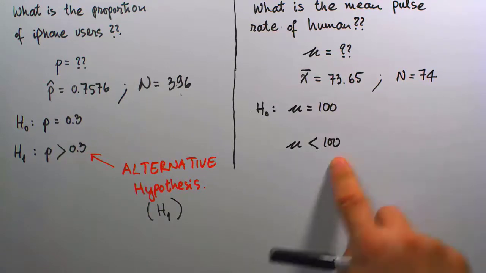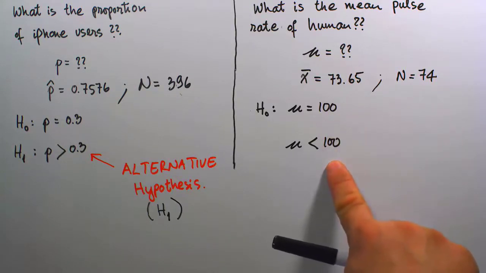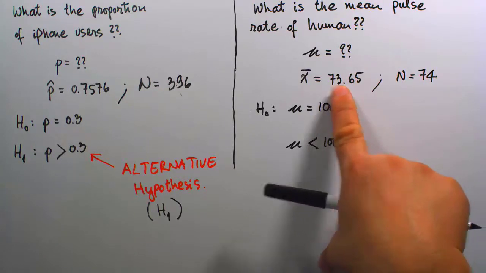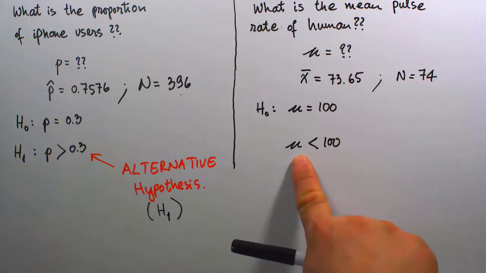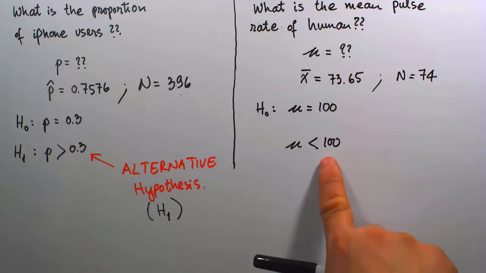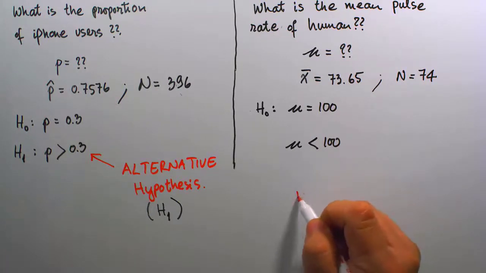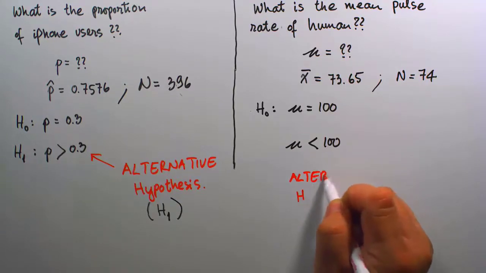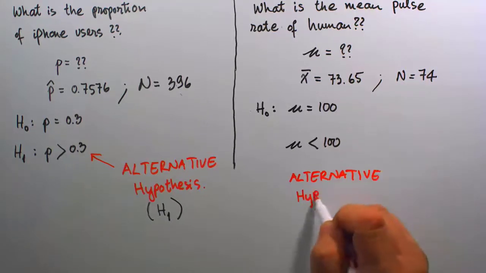And once again, we want to be more careful than whoever made the statement. We want to be a little smarter by saying that our sample means, our evidence here, suggest that the general population mean of pulse rate should be below 100. And once again, this is an alternative hypothesis.